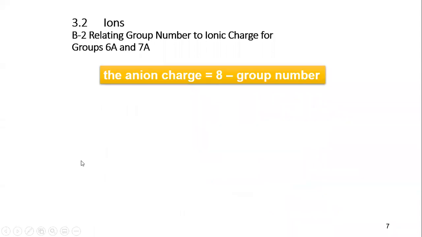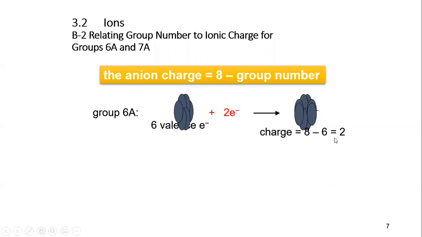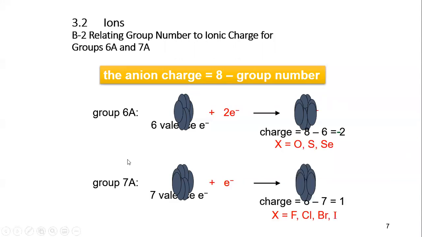Now for anions, as we said, it should be the group number minus 8, so you get a negative number. So for example, group 6A has 6 valence electrons. We need to add 2 electrons so that we get a -2 charge. This should be a -2 here. For group 7A, we have 7 valence electrons. It wants to gain 1 electron to get a -1 charge.